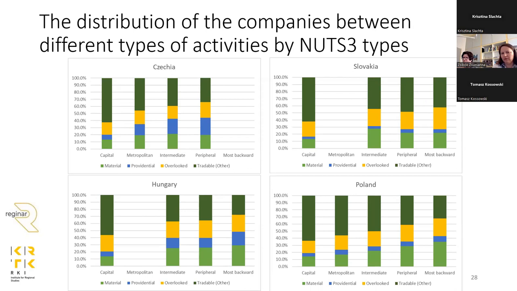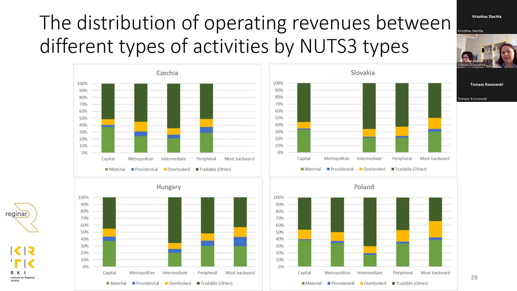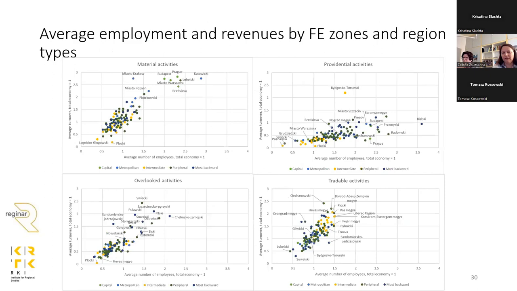The regular relationship is more or less observable, and the inequalities are even much higher in the case of the operating revenues, which means that the finances have a much greater weight in the tradable sector than in the foundational sector. This can be represented by the average employment and the average revenues of each firm in the different types of activities. The chart compares the average number of employees and the average turnover by region types and in each of the four kinds of activities. Each measure is relative to the total economic average. If the regions were along a diagonal line, it would indicate that the average number of employees is proportional to the average turnover, of course, in relation to the total economy.